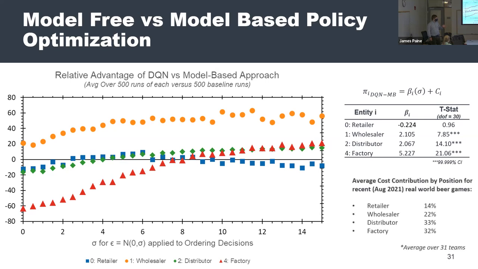Some more practical examples, if we look specifically at some of the runs of the beer game that were online from August of 2021, this is the median contribution to costs by position. I should state I removed the three extreme outliers from this data set. Of those three outliers, in two, the distributor was responsible for like 90%+ of the costs, and in one, the factory was responsible for 90%+ of the costs.